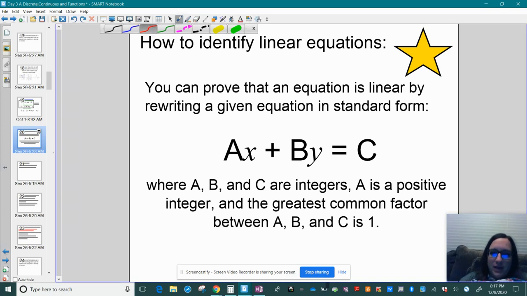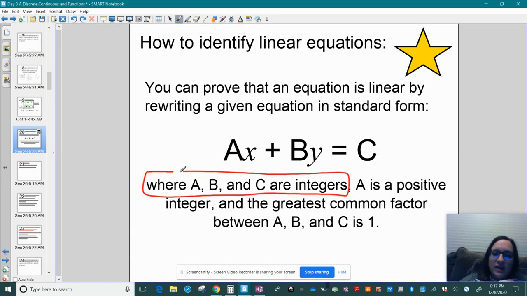A and B are picky. If we look through here, A, B, and C are all integers. They can be positive or negative, but the idea is that they're whole numbers. A, B, and C are not fractions. They're not decimals. They're integers, which means they can be negative numbers, positive numbers, or 0. So no fractions.